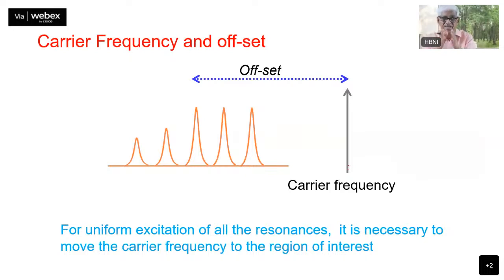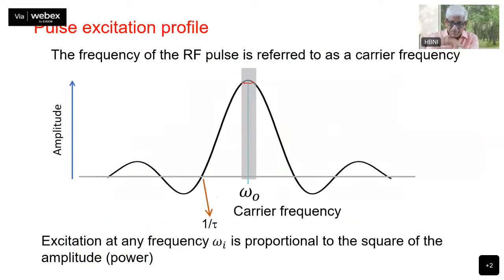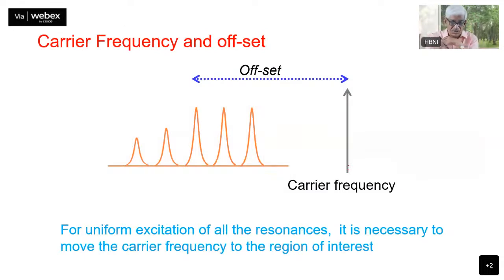You need to have the highest excitation efficiency. Therefore, your spectral region must come in this region, which means your carrier frequency has to be at omega naught. But a priori, you do not know omega naught, right? You have generated a certain magnetic field with a certain current, so it has generated a certain carrier, with the spectrometer frequency 600.1 to 600.13. Now you will have to shift this frequency to the region of your interest where your resonances are going to come.